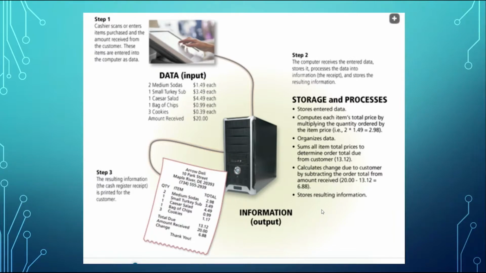Like we can see right here, this is how the information input and output goes. The input will be the cashier inputting the purchases that have been made. Data will be the prices and the amount. In step two, the computer will receive the entered data, store it, and process the data into information to create a receipt for the store. That's the resulting information. The output will be the printout, after everything's been added up, plus taxes, etc.